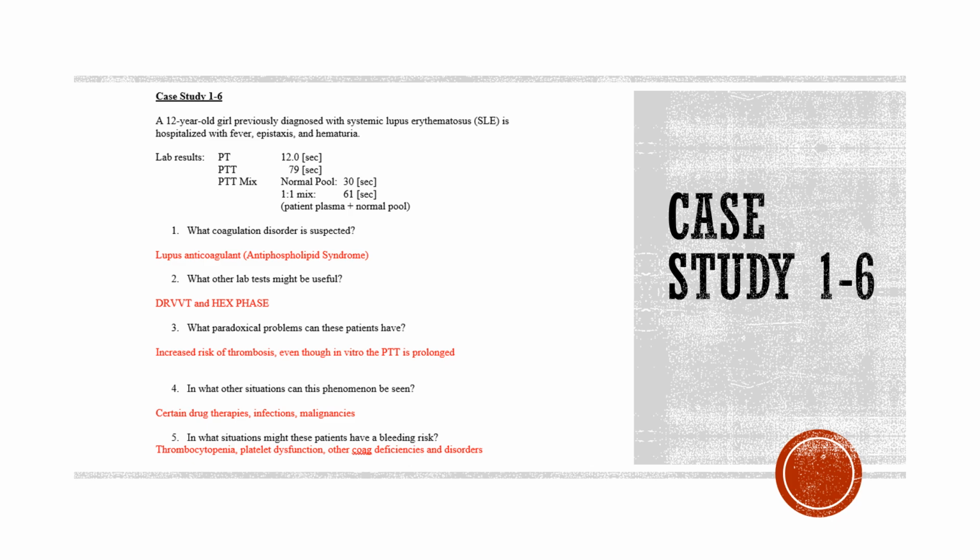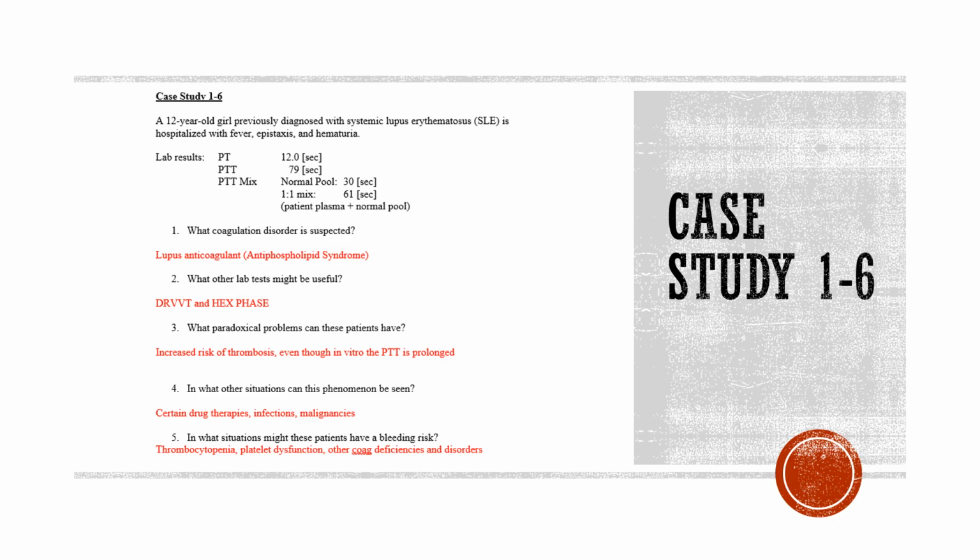What paradoxical problems can these patients have? Well, interestingly enough, although the PTT is prolonged, which might make you think that they have a bleeding issue, they actually have an increased risk of thrombosis. And the reason for that is because if you look at this antiphospholipid syndrome, the name right here, our prolongation on the PTT that we do in vitro actually comes from an interaction of this inhibitor with the phospholipids that we use during testing on our instrument. So this is not a true representation of what's happening in the body, but it is an indicator of this nonspecific inhibitor.